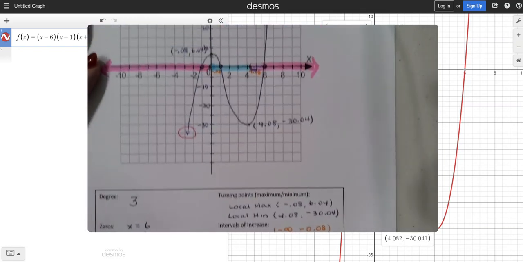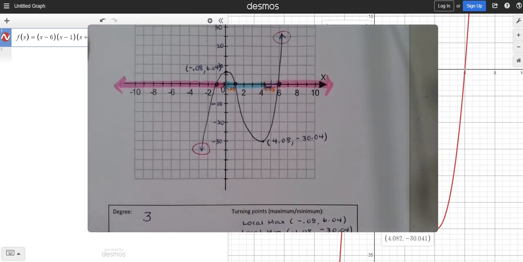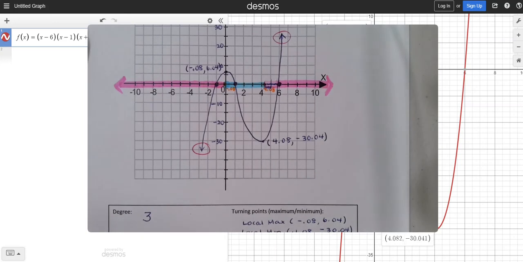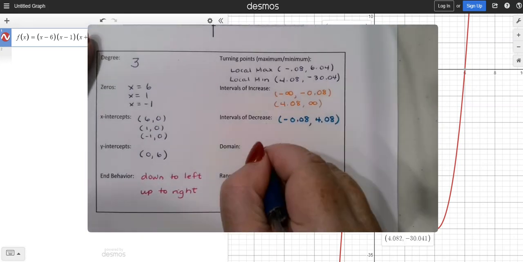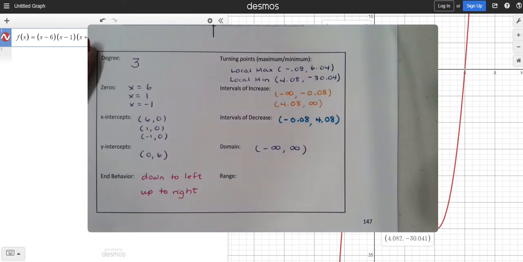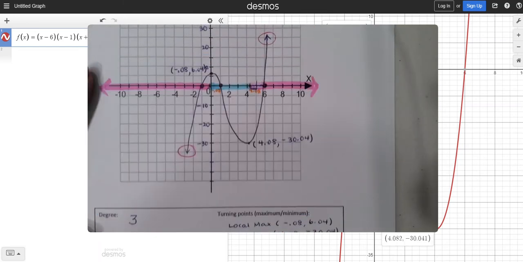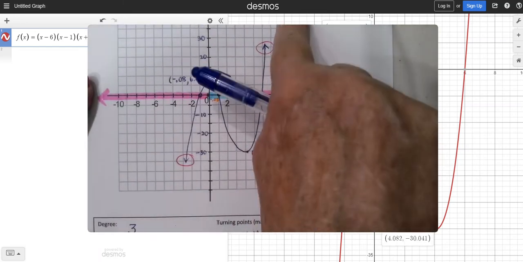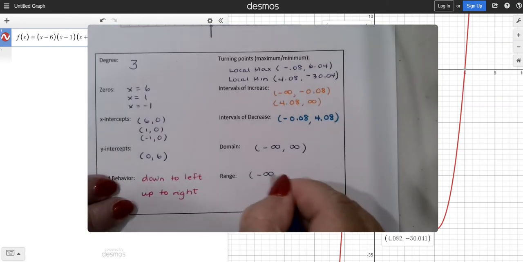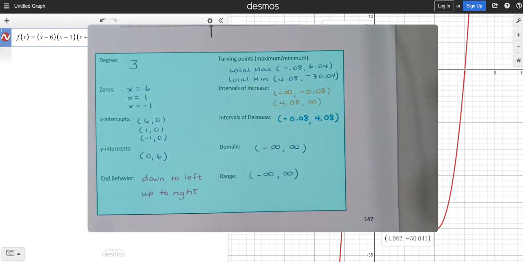All right, domain. Our domain has still not gotten any more interesting. The domain is still going to be all real numbers from negative infinity to infinity. This graph goes left forever and right forever. So my domain is still going to be negative infinity to infinity. And that's actually going to be true for all polynomials. My range, this particular graph does go down forever and up forever. So again, from negative infinity to infinity. So we have kind of a complete analysis of this graph.